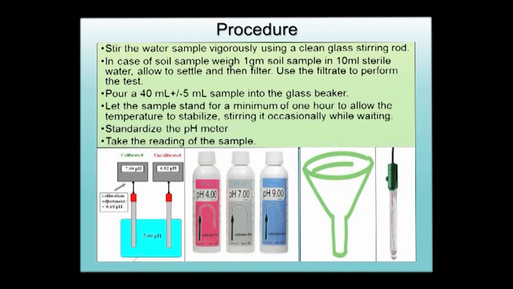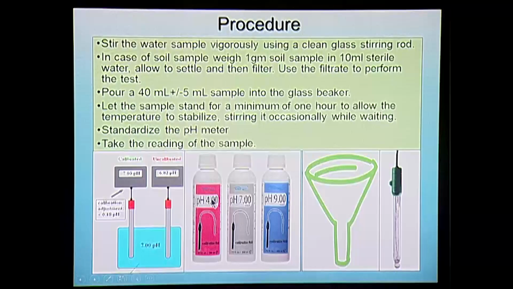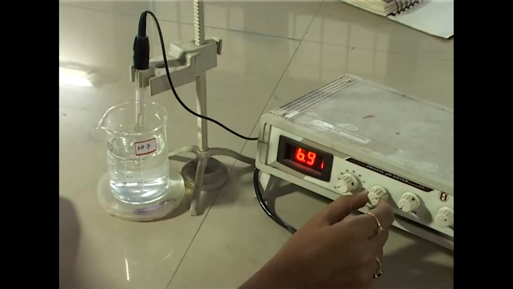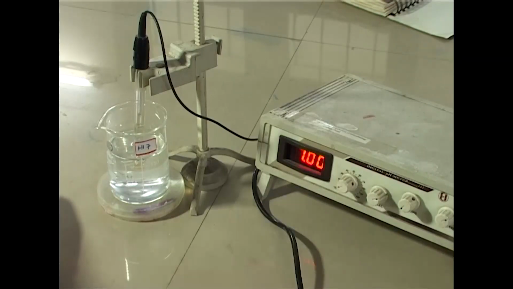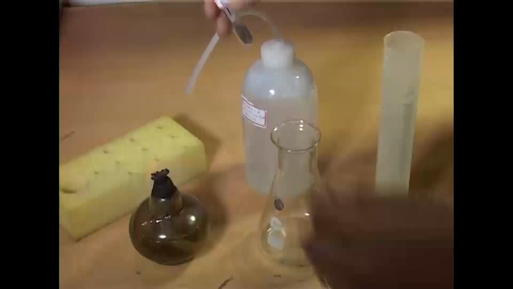Initially, we have to calibrate the instrument. Suppose we take a standard 7. We can take 4 or 9, whatever is available to us. Suppose in the beaker you have put this standard, that is pH 7. Insert the calibration rod. You calibrate the instrument to pH 7. Hence, your instrument is now ready to take the reading of the sample.